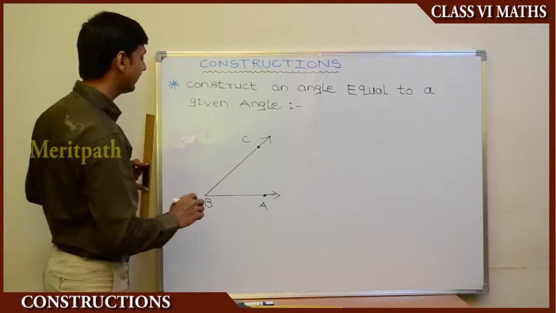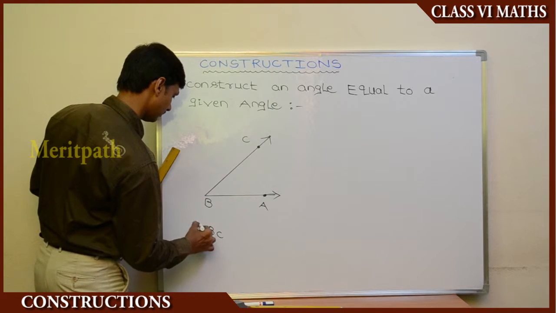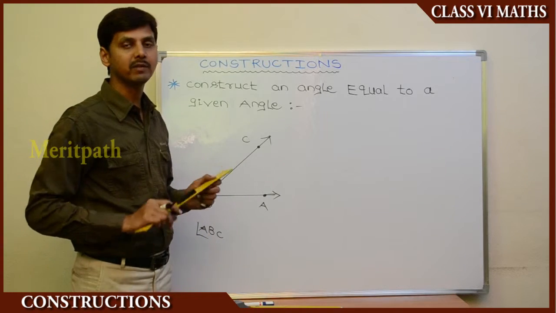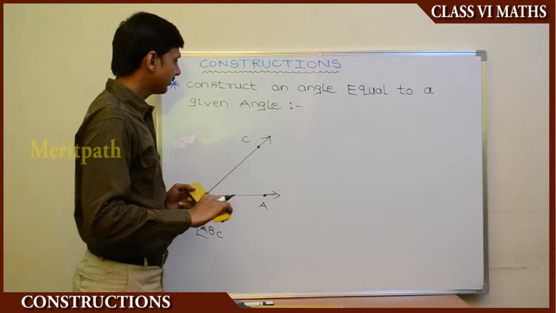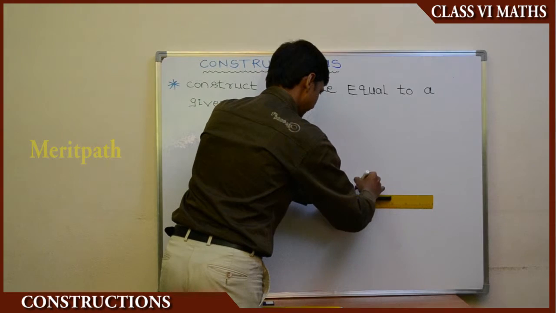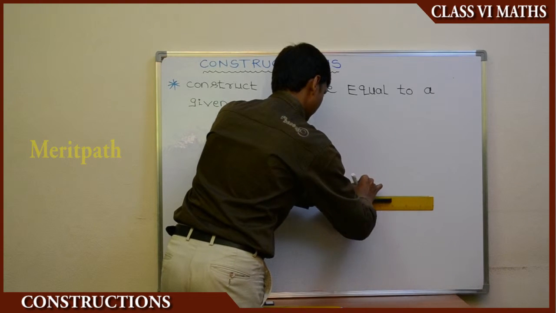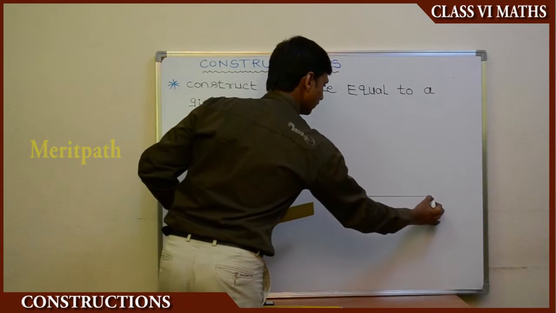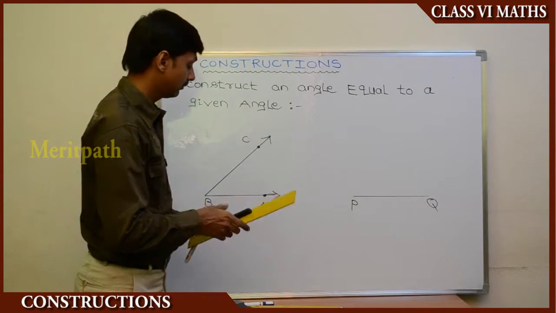ABC, angle ABC is a given angle. Equal to this angle ABC, we need to construct another angle here. So first, let's draw a line. Name it as PQ. We have drawn a line segment. Name it as PQ.